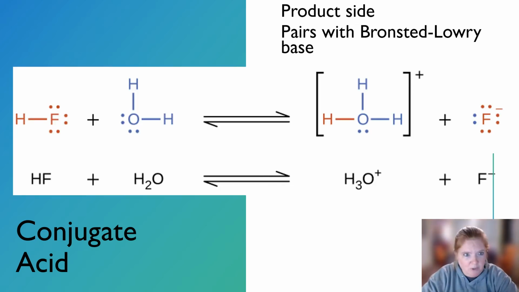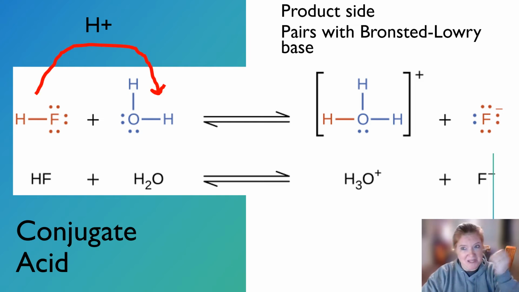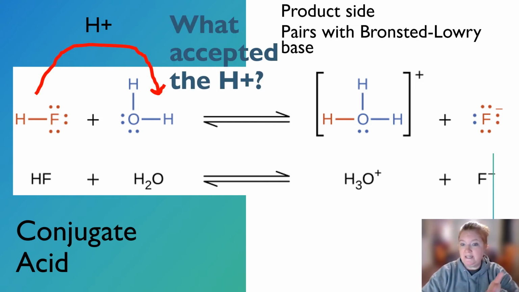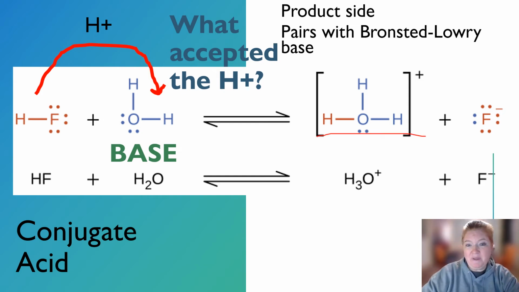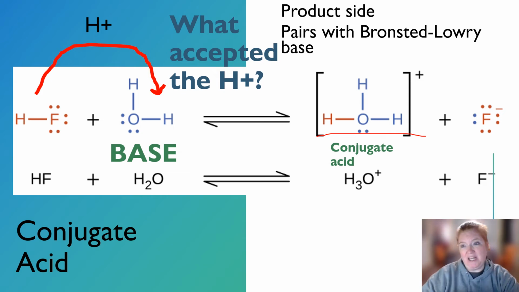So here's our same equation. Follow the H plus. Looked at it so many times. The H went this way, right? Who accepted the H? That one, so it is the base. So now look on the product side. What does it look like after it accepted it? Well, that's right here, right? So that is the conjugate acid.